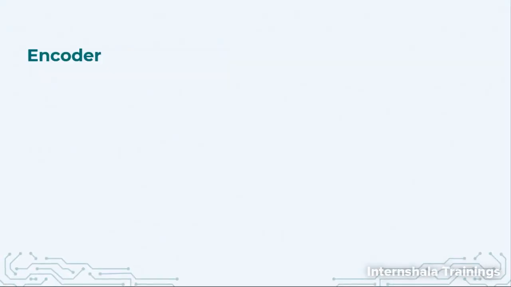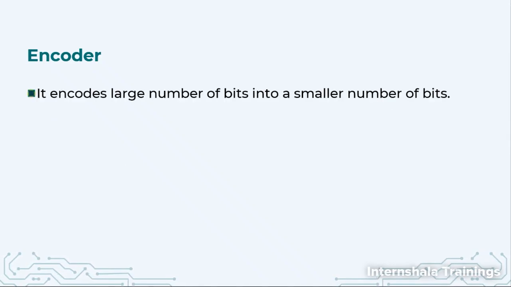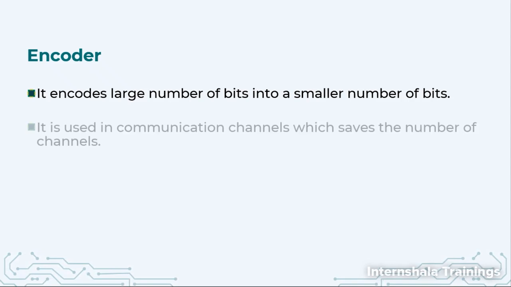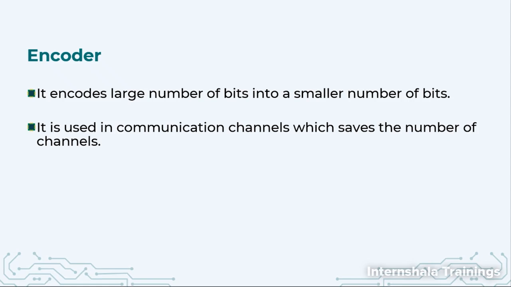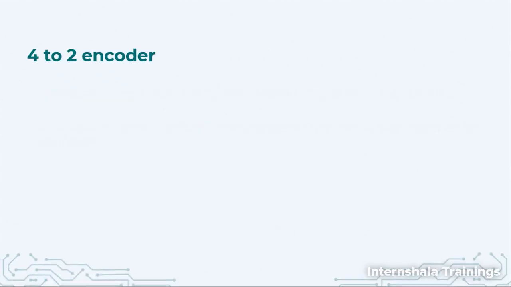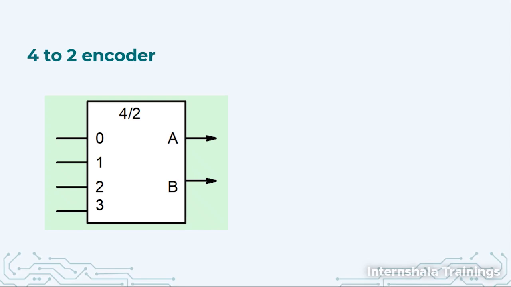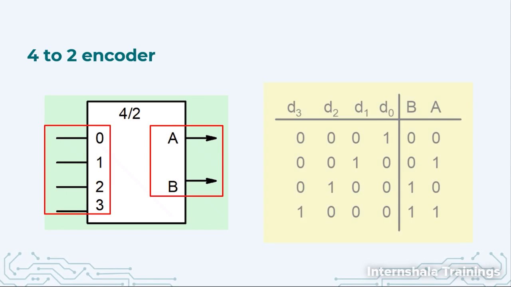So first of all, we talk about the encoder. Encoder, as the name suggests, is going to encode a large number of bits into a smaller number of bits. It is used in communication channels where we save the number of channels. We discussed it when we were discussing decoders. When we talk about a 4 to 2 encoder, the block diagram has 4 inputs and 2 outputs.